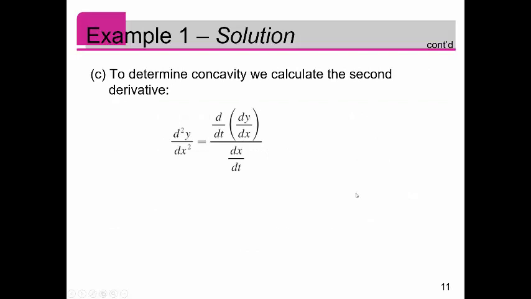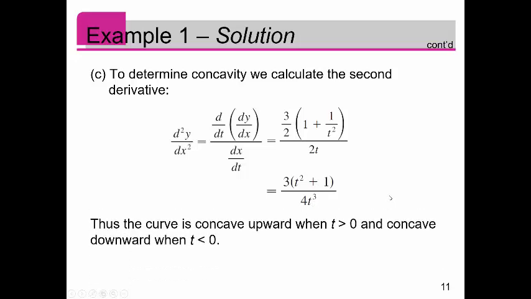Determine concavity. We look at the second derivative. Here I'm just going to take my first derivative, my dy/dx, and differentiate it again. I'm going to differentiate it with respect to t, and then put another dx/dt in the bottom. So it's going to look like this. This is the derivative with respect to t of my first derivative, and this is another dx/dt. Simplifying it, combining this fraction here, it just becomes 3t squared plus 1 over 4t cubed.